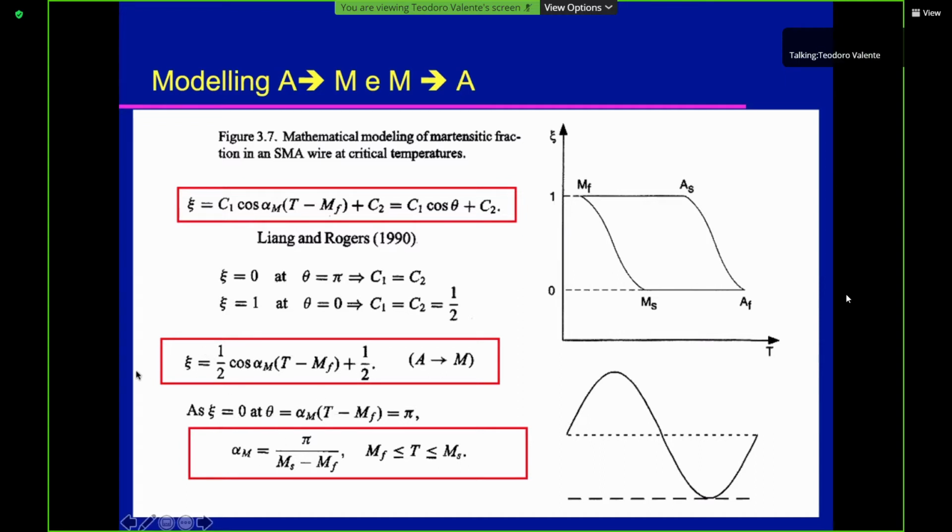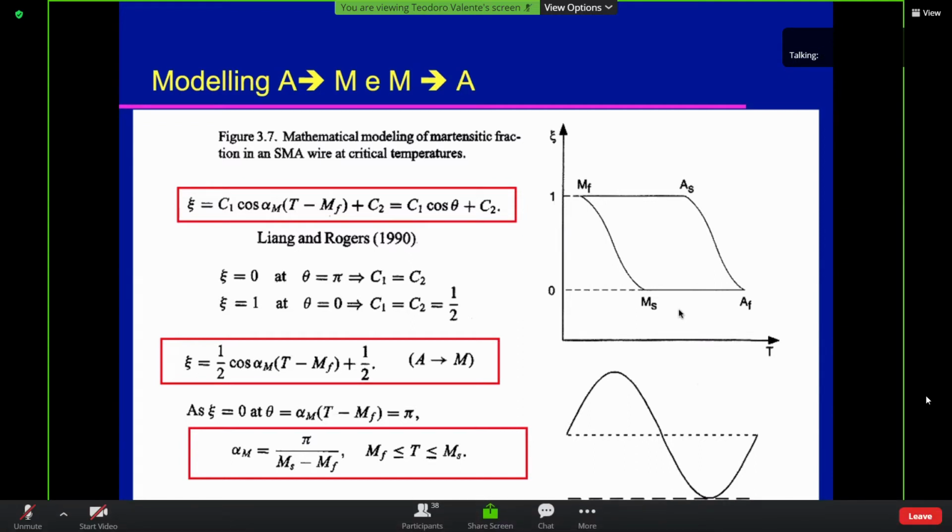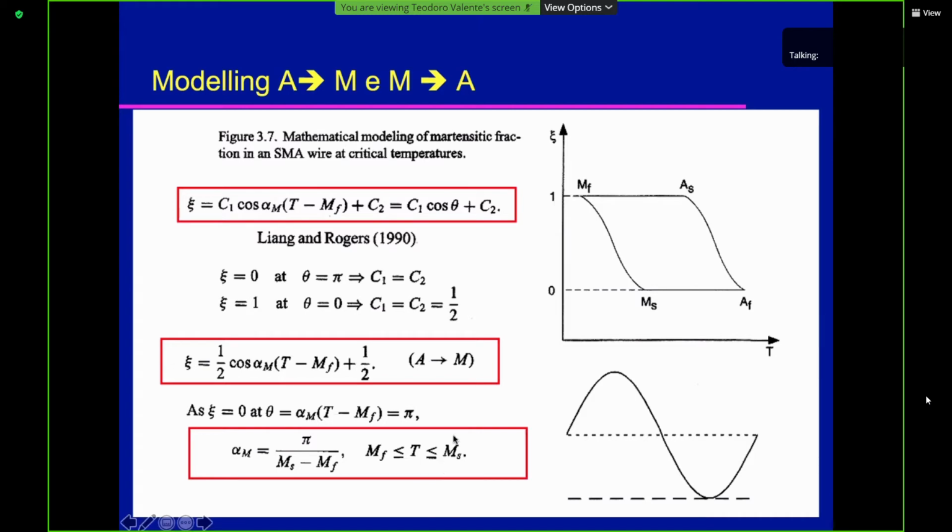Then, if we use these expressions, since we do have Xi equal to 0 when theta, which is now defined in an explicit way as alpha m multiplying T minus MF, is equal to pi, then we can also say that alpha m can be defined as pi divided by the difference martensite start minus martensite finish. And this is going to work quite well when the temperature is in the range MS to MF, as you can see here in the third red box, because we are modeling the transformation of the austenite to martensite.